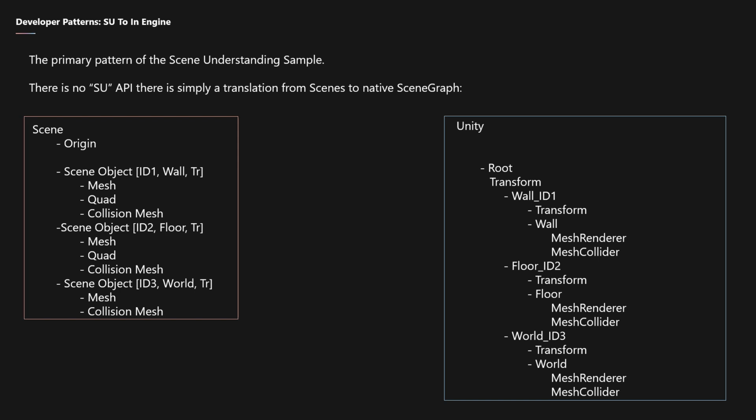So here's an example that I've presented as a toy example. On the left, we have this scene. It has an origin. It has a bunch of scene objects, a wall, floor, and a world, for example. And then on the Unity side, when we get this new scene that comes in, we create this new set of objects that mimic what we saw in scene understanding. In this way, we keep the real world aligned with the simulation, tracking it over time.